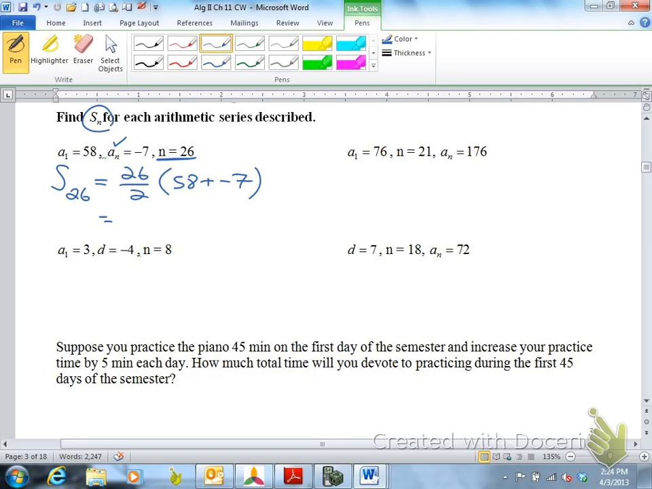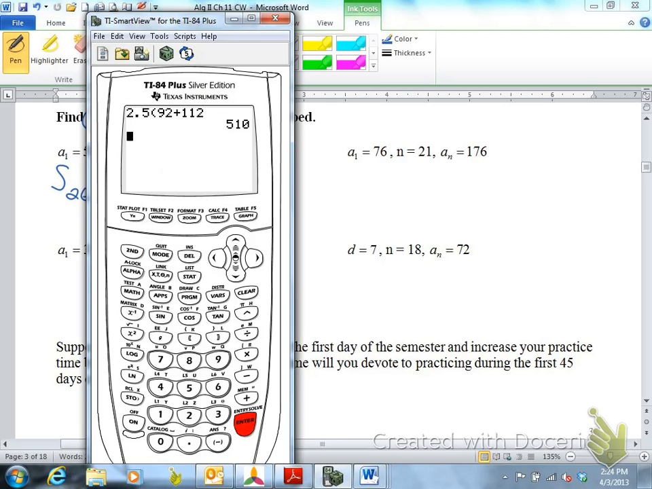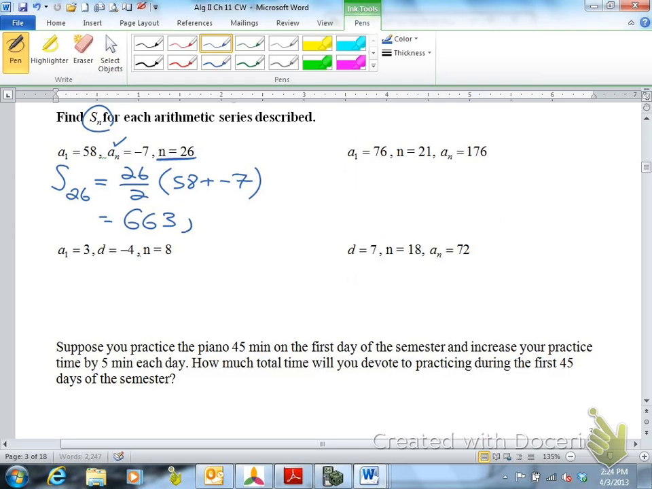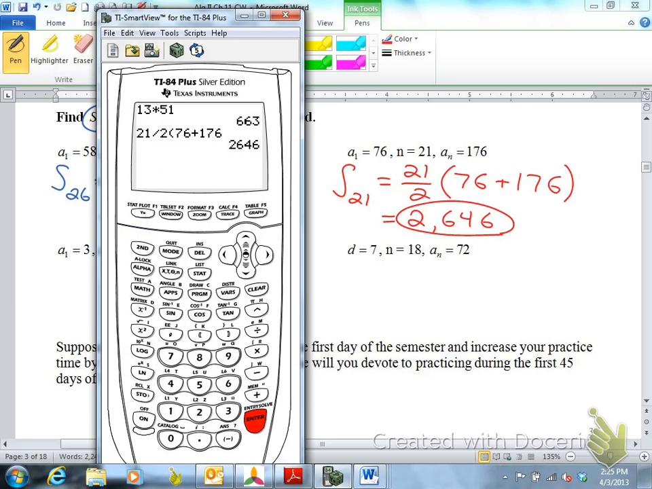And then you can type it in your calculator and find what the answer is, which would be 13 times 51, 663. If you'd like, pause this video and see if you could do the next example. And there's the answer, 2646.